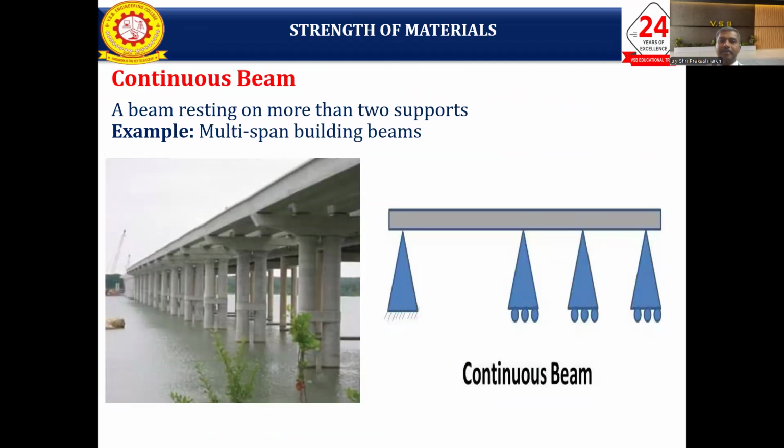Then another type of beam is called a continuous beam. So more than two supports we can call a continuous beam. So beams resting on more than two supports. Example, multi-span beams of a building. Now the figure shows the different types of supporting conditions, where above the beams only we are going to place the entire slab, which is a continuous beam.